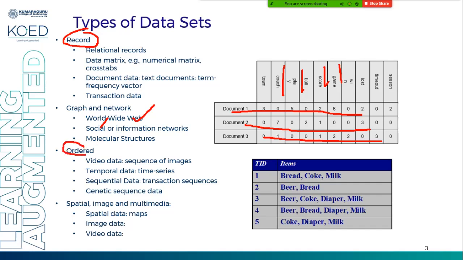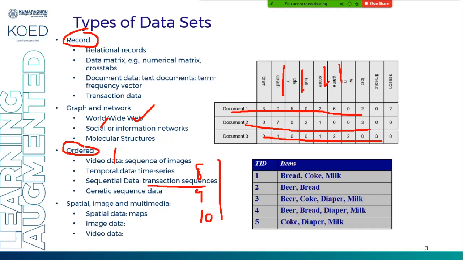Next is ordered data. Data which is maintained in order is known as ordered data. For example, video data contains a sequence of images. Video is, we can say, 24 frames containing a sequence of images. Temporal and time series data. For example, in a day, at 8 o'clock what is the temperature, at 9 o'clock what is the temperature, at 10 o'clock what is the temperature. This is known as time series data.